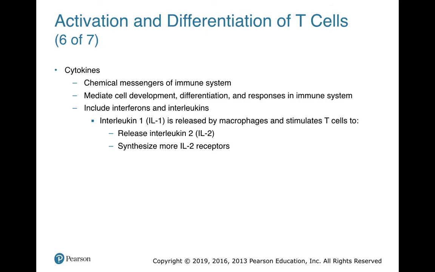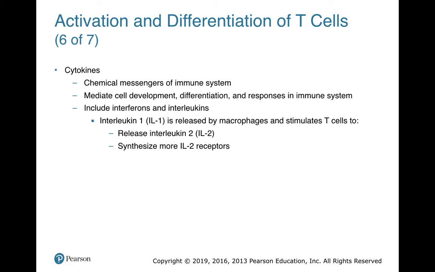This process involves a lot of cytokines, and cytokines are chemical messengers of the immune system. They're going to help with cell development, differentiation, and responses within the immune system. A couple groups of them include interferons and interleukins. I just looked up on PubMed. The highest number interleukin I could find was interleukin 38. So there are a huge number of interleukins, and when I left the research field, they were coming out every few days with new interleukins.